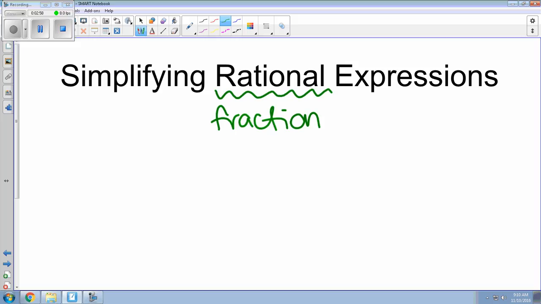Every time that I talk about a new operation, we're going to talk about what you do if it's just a normal fraction, and then how we apply that here. This expressions part tells you that there's going to be variables involved, that you're going to have addition, subtraction, multiplication, division, whatever, inside of your fraction. Today we are just going to simplify them.